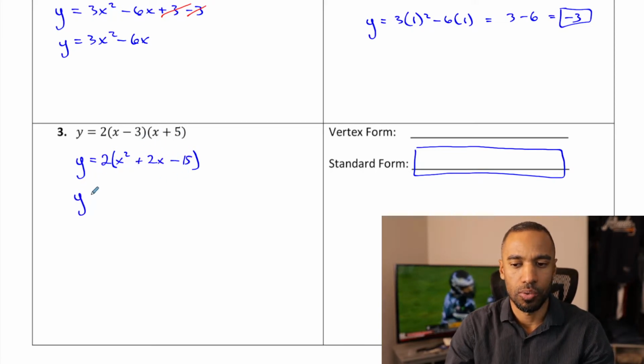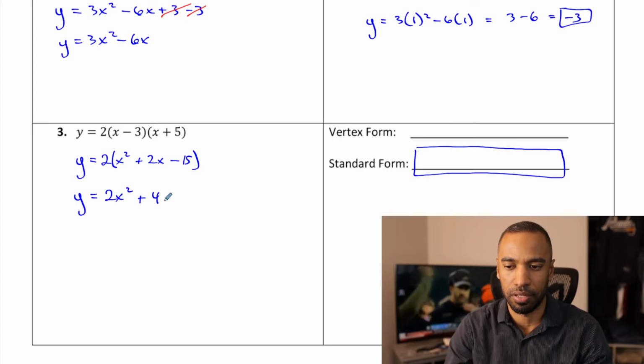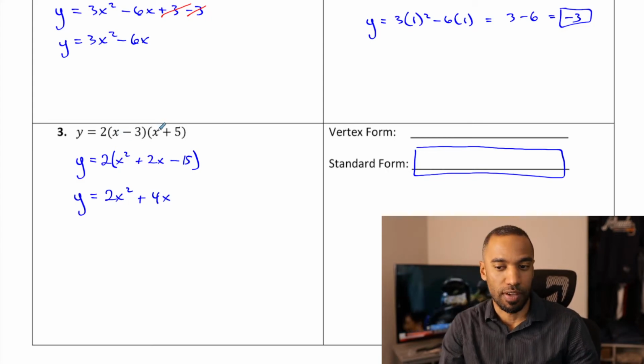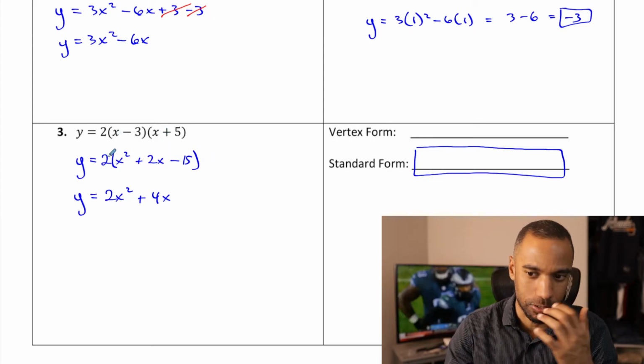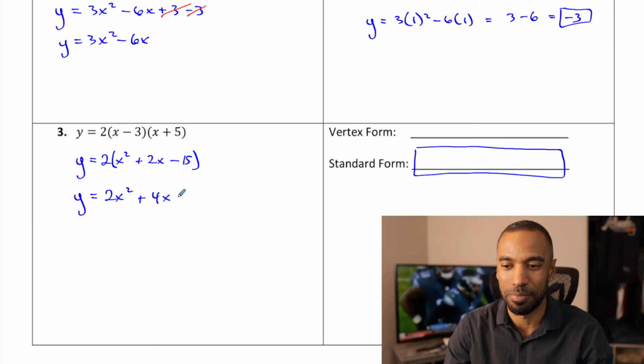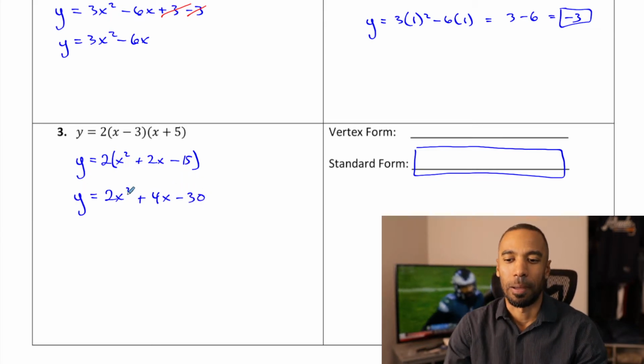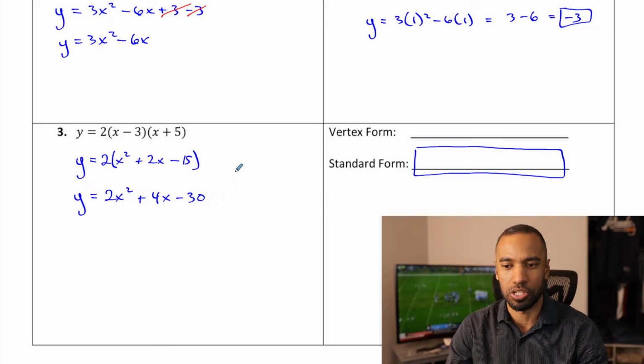So now I distribute the 2 into it because, again, standard form has no parentheses. You're not factoring anything out there. I will... Oh, this is factored form. Never mind. Ignore what I was going to say. I was going to say I will get a common factor to factor it, but this is factored form. Okay, so 2x squared plus 4x minus 30.